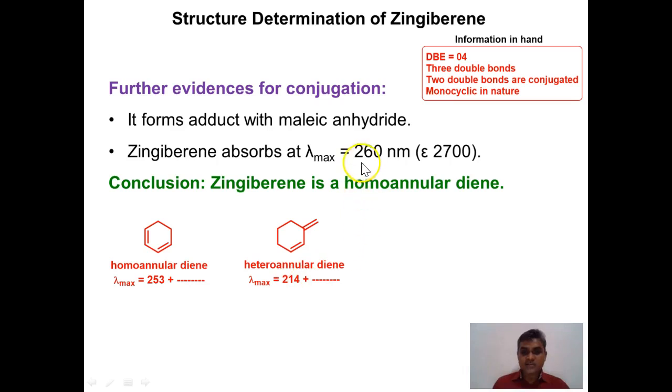And since the value is very high, 260 nanometer, we assume on the basis of lambda max equal to 260 that the gingiberine molecule is a homoannular diene. So in this way, we have proved that there are three double bonds in gingiberine. Out of three, two are conjugated, and it is monocyclic in nature. And this monocyclic ring contains the two double bonds which are homoannular in nature. This is a homoannular diene.